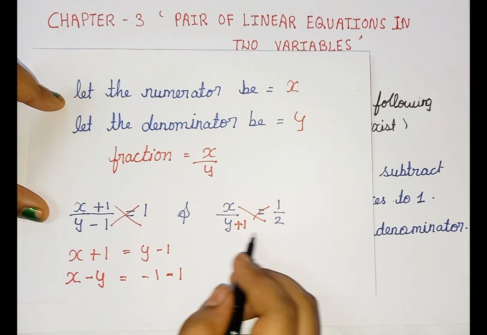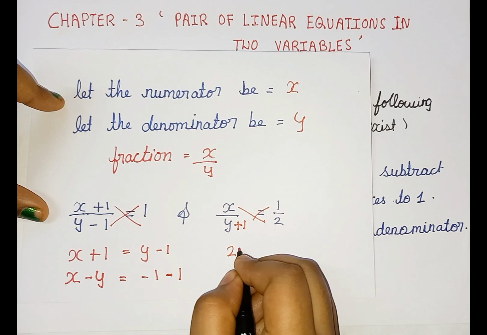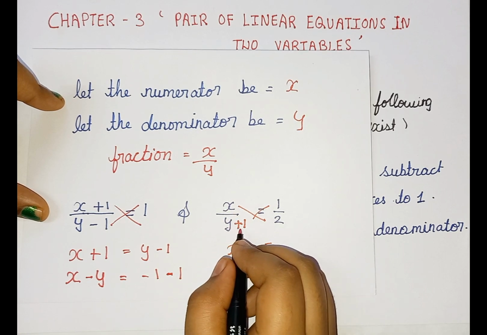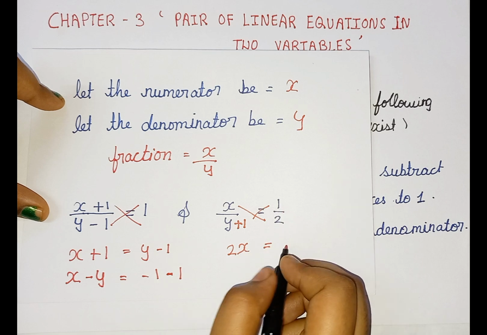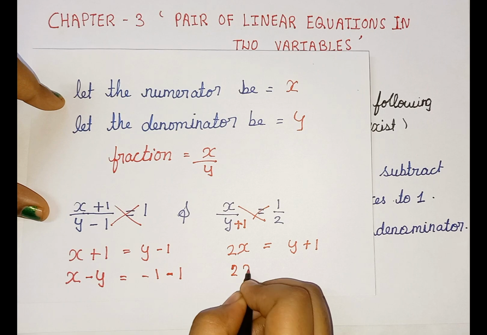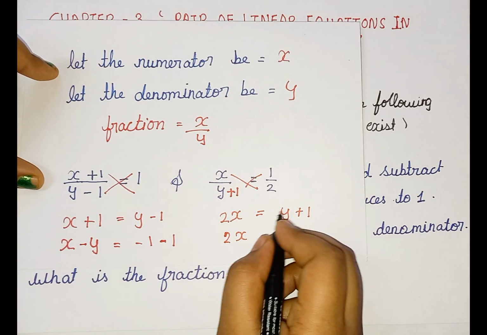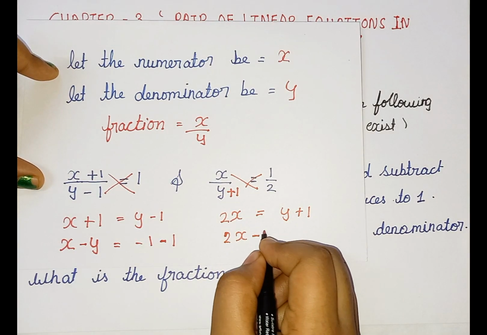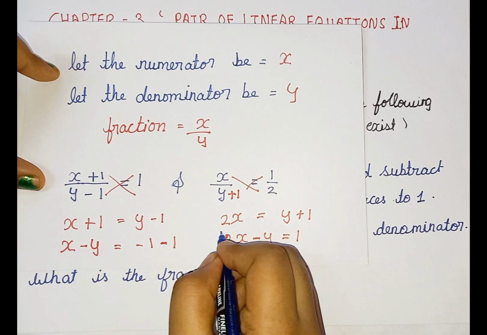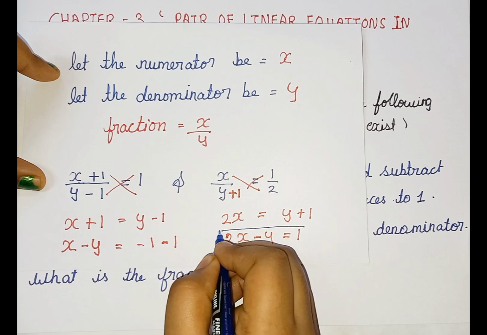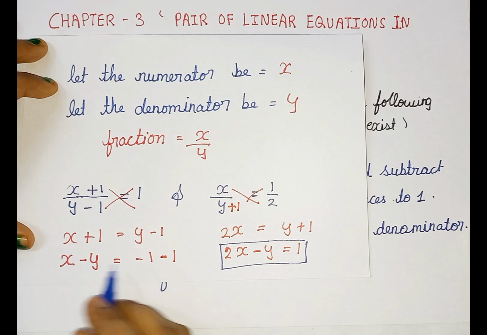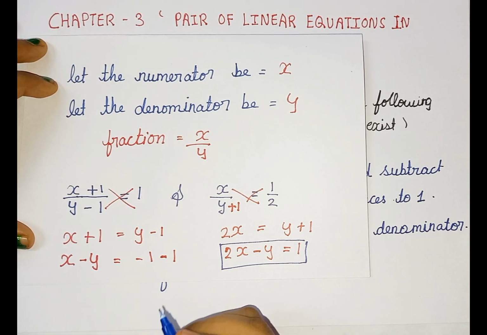When we solve it, we get 2 into x, 2x, is equal to y plus 1 into 1, so that is y plus 1. So 2x, and let us get the variable to this side, it changes into minus y, is equal to 1. So this is the equation we got, isn't it? We can solve it further.